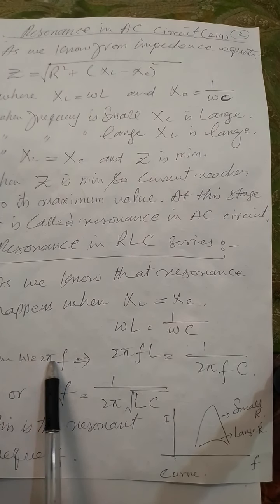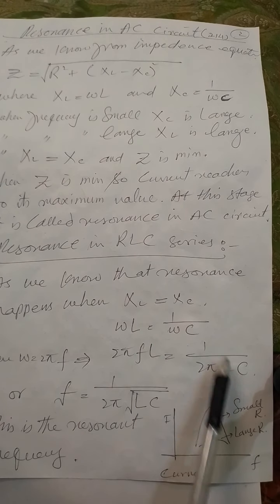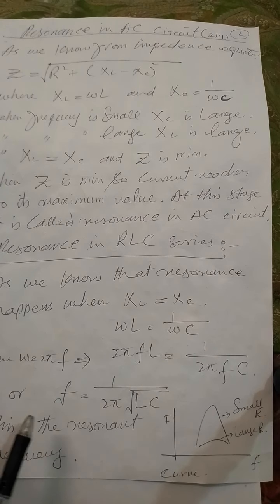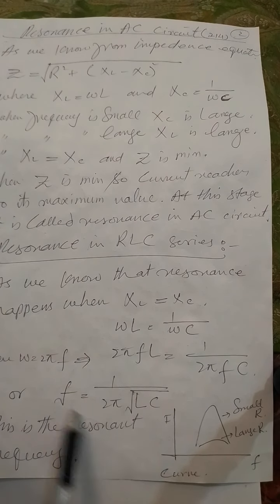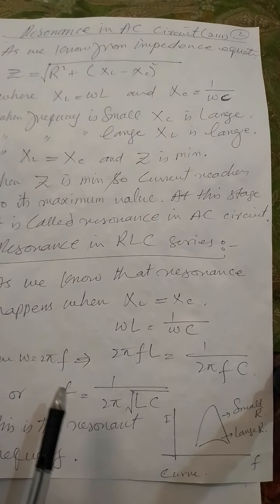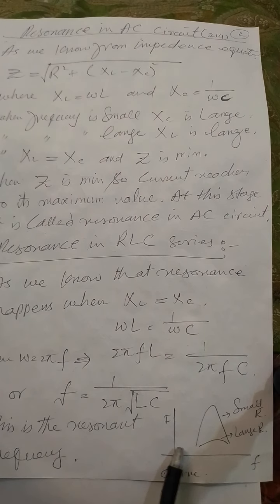Putting this value of omega, 2 pi f L, and again omega as 2 pi f into C. Rearranging and simplifying the equation, we get frequency f is equal to 1 over 2 pi square root of LC. This is what we call the resonant frequency. This is the frequency at which the resistance of the overall RLC series circuit minimizes and the current increases to its maximum value.